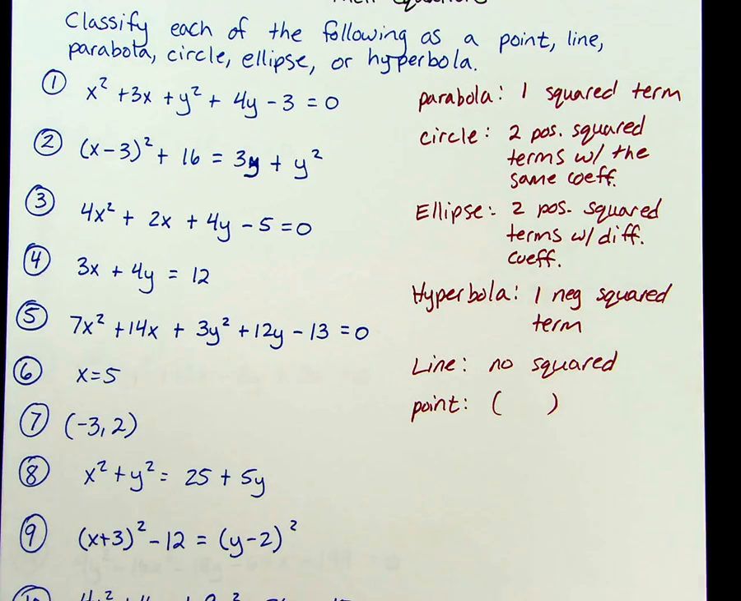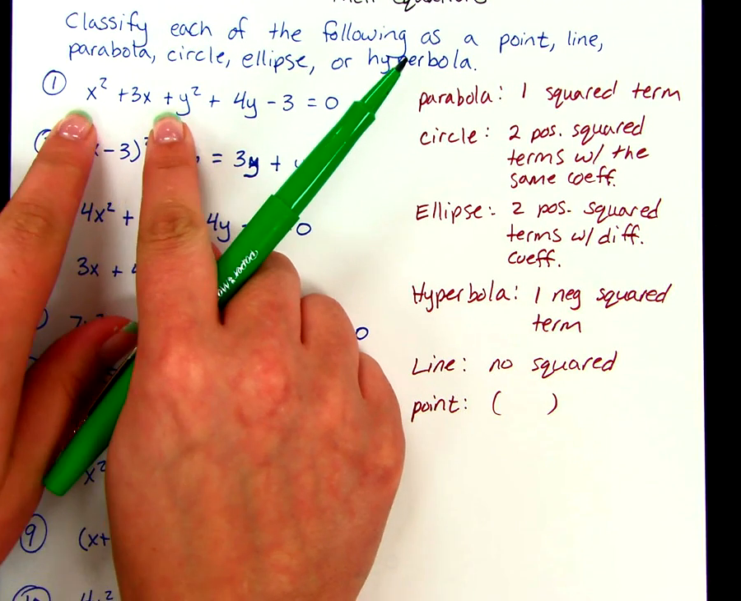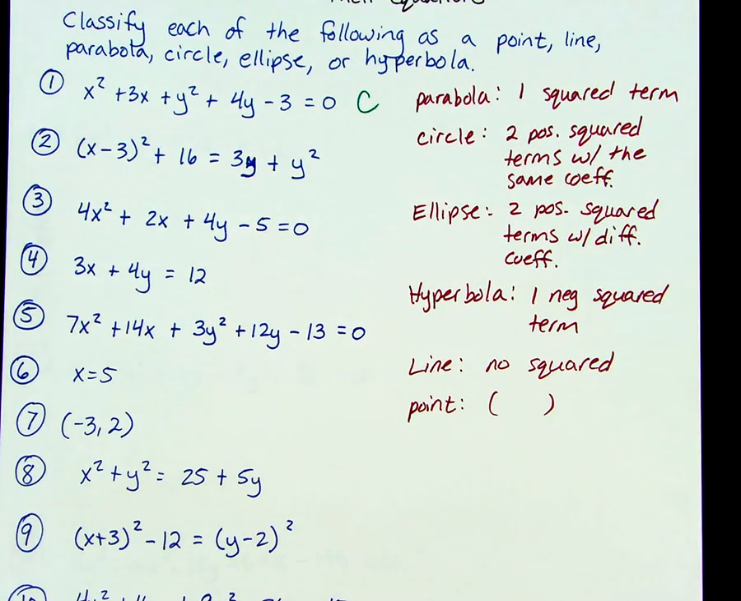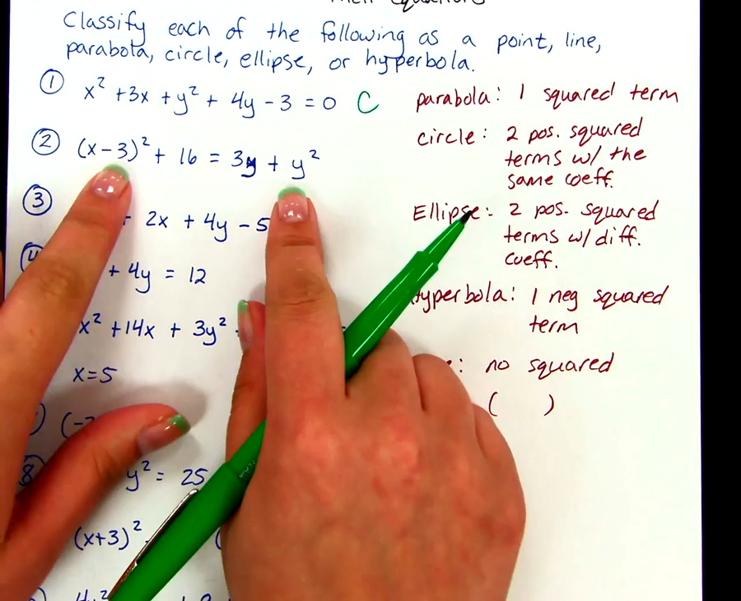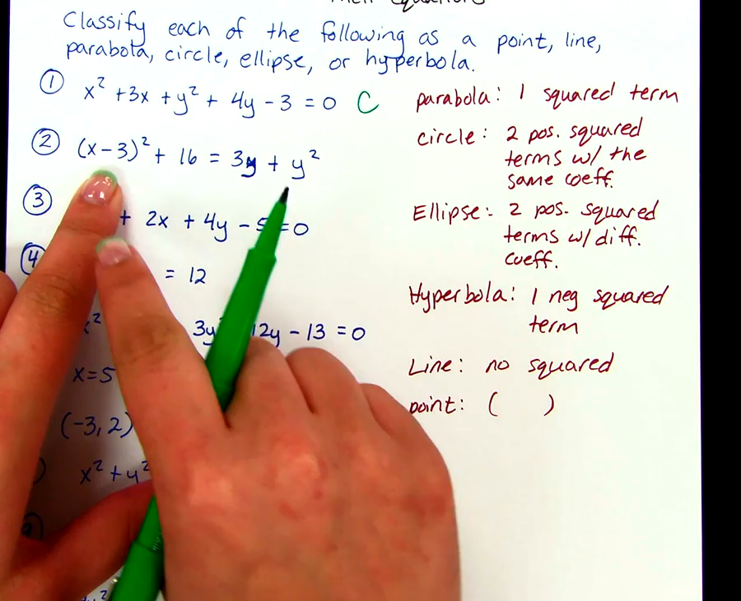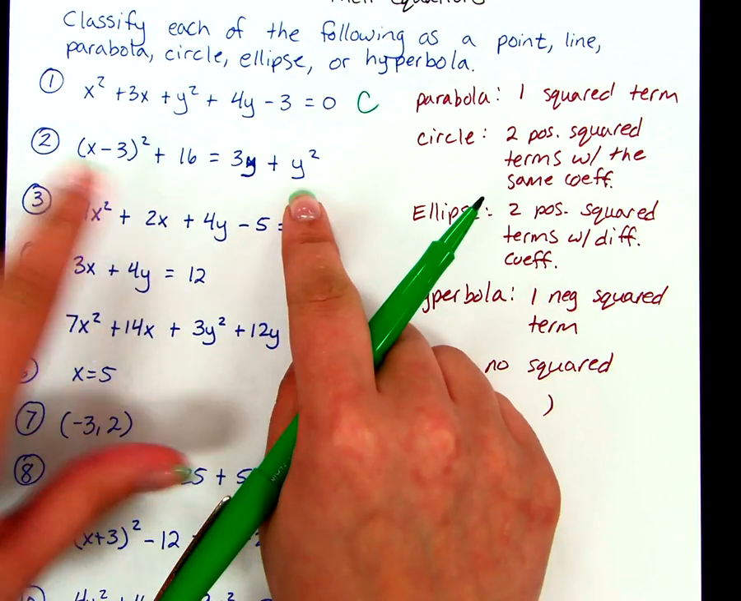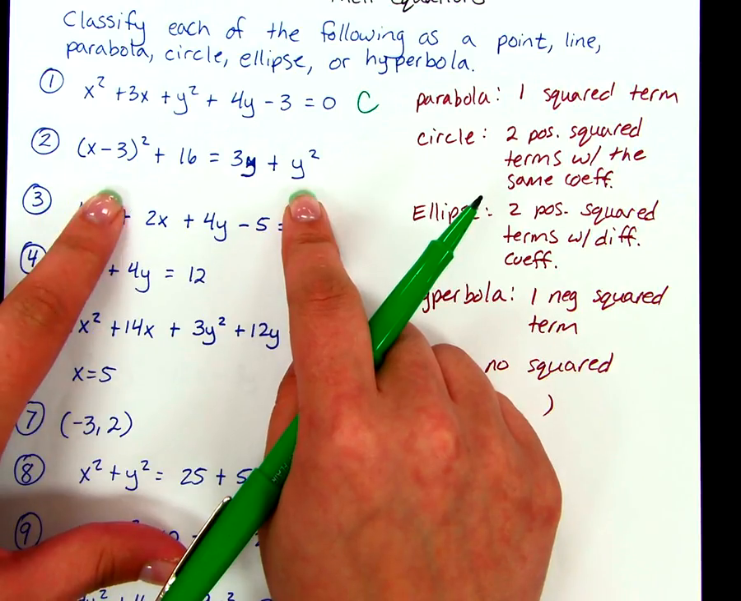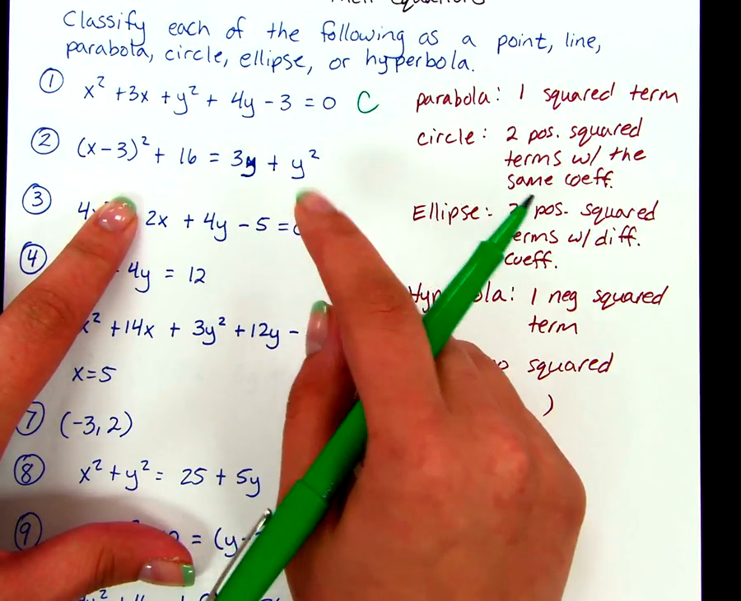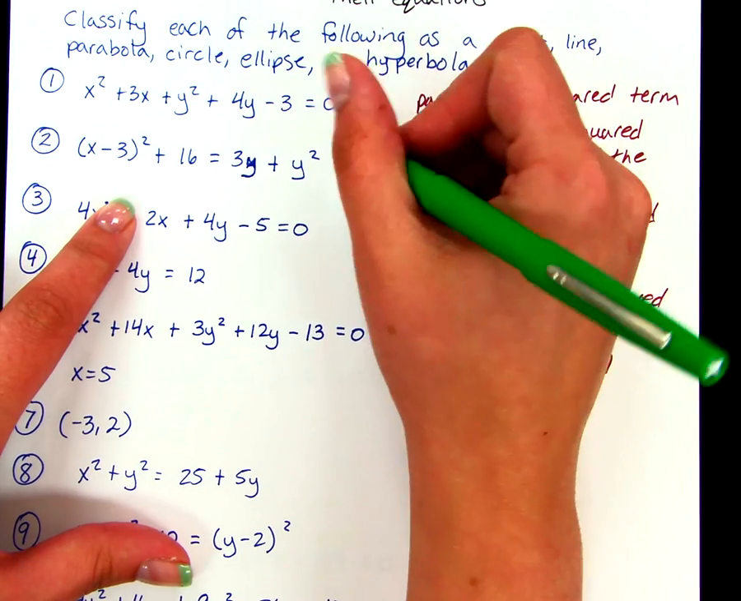Okay, so first one, we have two positive square terms, and then the numbers in front of them are the same. So this one is a circle. So I'm going to put C for circle. On the next one, we have two square terms. They're not on the same side of the equal sign, so I would have to move one of them. So no matter which one I move, it's going to become negative. So since I have two square terms where one is negative, that is going to be a hyperbola.